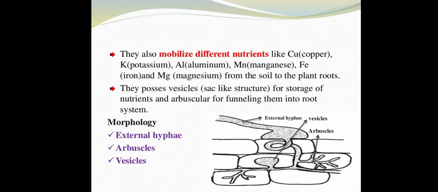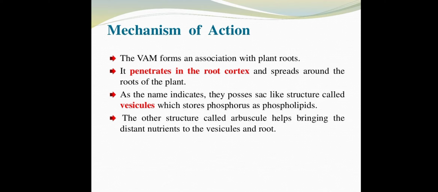Then coming to the mechanism of action of VAM. The VAM forms an association with plant roots. It penetrates in the root cortex and spreads around the roots of the plant. As the name indicates, they possess sac-like structures called vesicles which store phosphorus as phospholipids. The other structure called arbuscule helps bringing the distant nutrients to the vesicles and root.